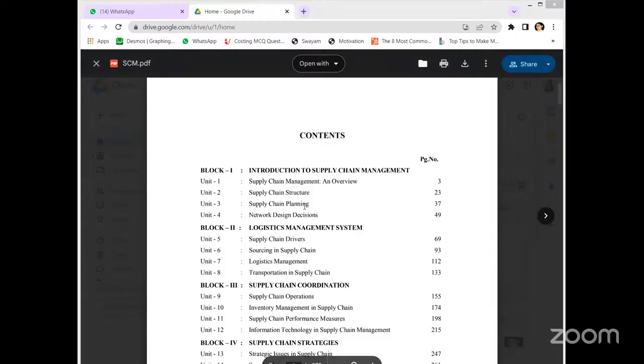Welcome back to today's class, Supply Chain Management. In the previous class, we discussed Block 1, Introduction to Supply Chain Management, where we learned what supply chain management is exactly, how the structure of a supply chain remains, how planning takes place, and what the various network design decisions are. Today we are going to learn about the logistics management system: what it is, why it is important to learn, and what it includes.